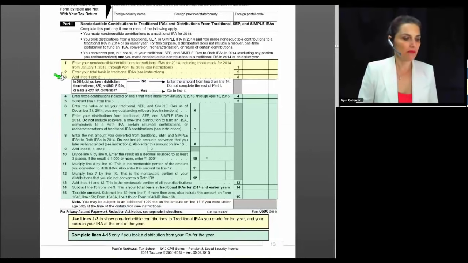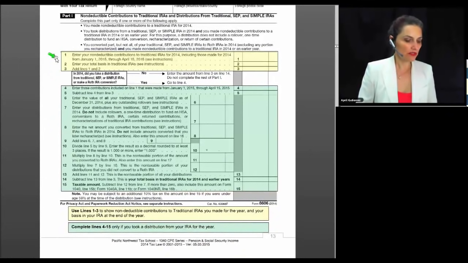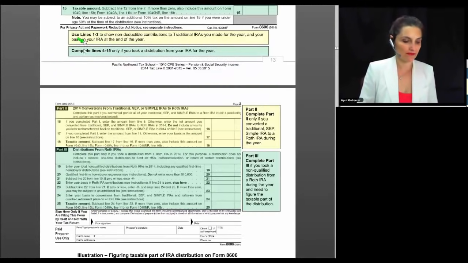And in this top portion here, we're going to use lines 1 to 3 to show non-deductible contributions to the traditional IRA that you made for the year, as well as your basis in your traditional IRA at the end of the year. And then on lines 4 through 15, you fill these lines out only if you took a distribution from your IRA for the year. So if you made a contribution to your IRA during the year, less space to have to fill out, but when you take distributions, there's a little bit more work going on.